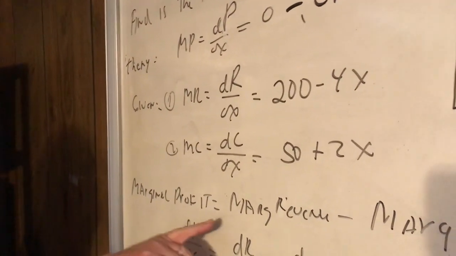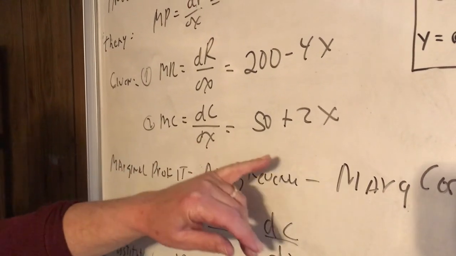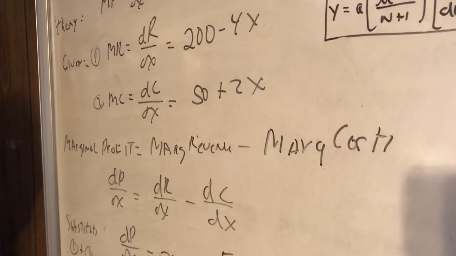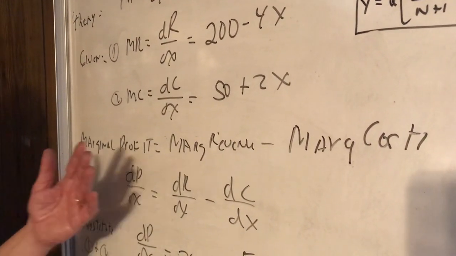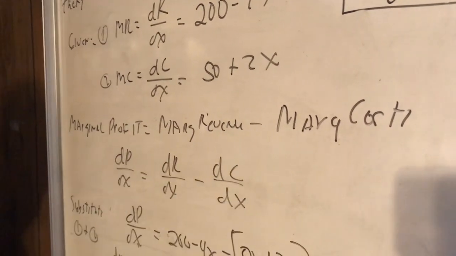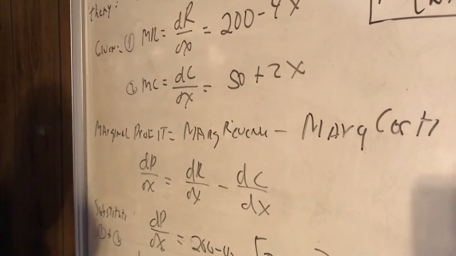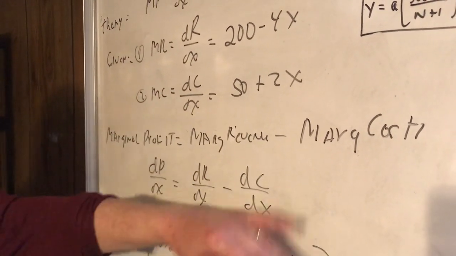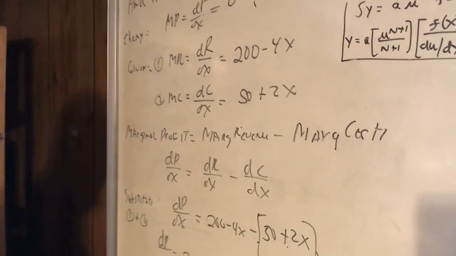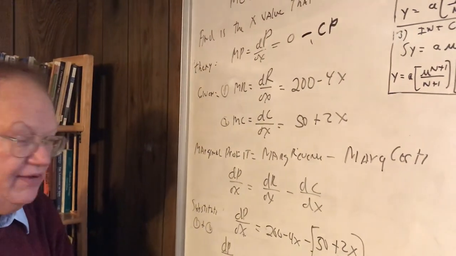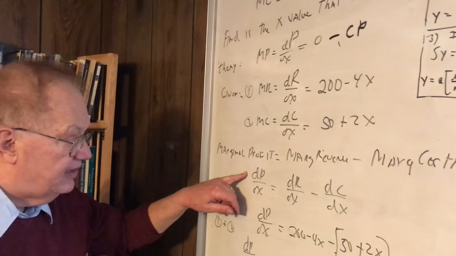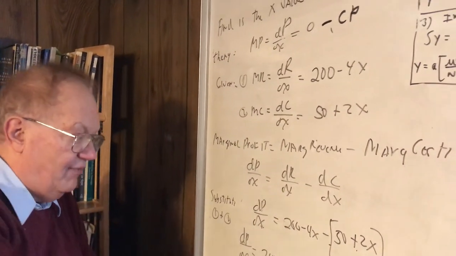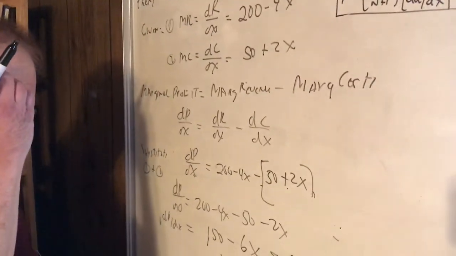Now MR is dR/dx and marginal cost is dC/dx. So if profit equals revenue minus cost, the marginal profit has to equal marginal revenue minus marginal cost. So instead of finding the revenue function and the cost function, then the profit function, which is a long process, because if you find the revenue function, then you've got to find the constant. If you find the cost function, you've got to find the constant. It becomes a long problem. Save yourself a lot of grief by just saying dP/dx is marginal revenue minus marginal cost. You have those. Make sure you subtract them properly.